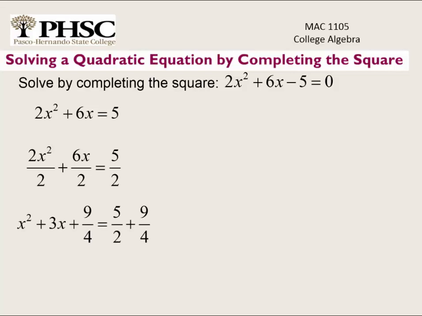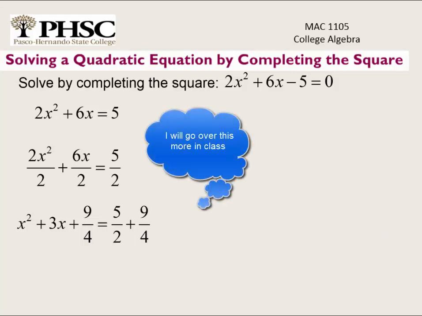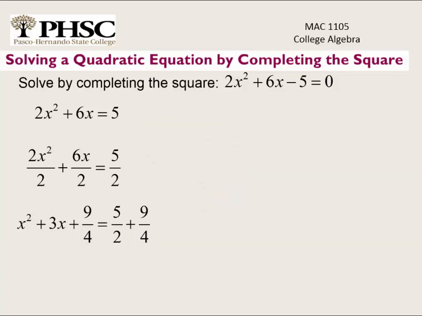Now, the next thing, and this is where this 9 over 4 comes into play, is that I add b over 2 squared to both sides. Now, b is 3, so I do 3 divided by 2 squared, and I'm going to add that to both sides. Well, 3 over 2 squared is 9 over 4. So I'm going to add 9 over 4 to both sides. And so at this point in time, I have my next step, which is x plus 3 over 2 squared equals 19 over 4. So now, how did I get to this point?